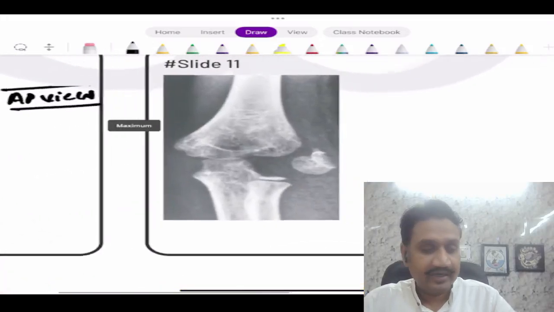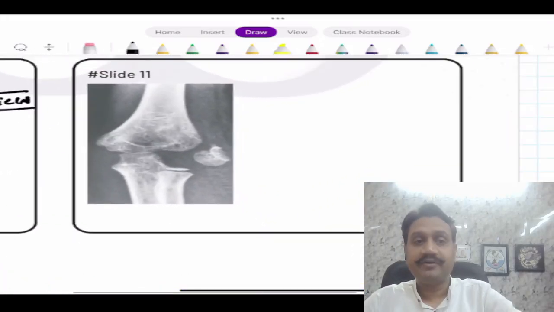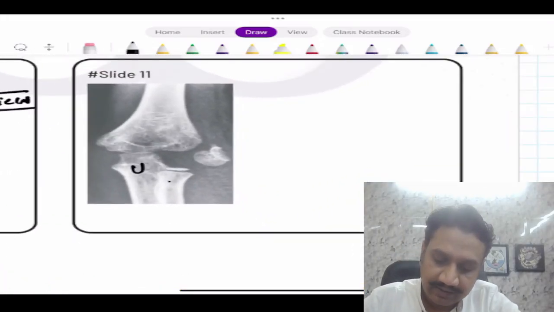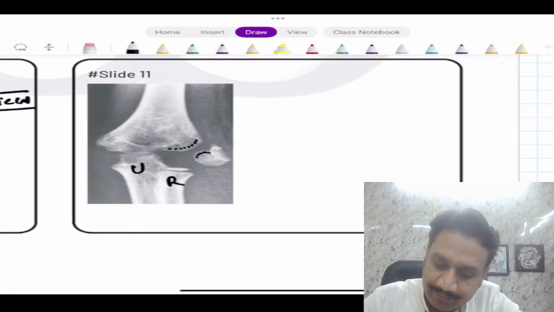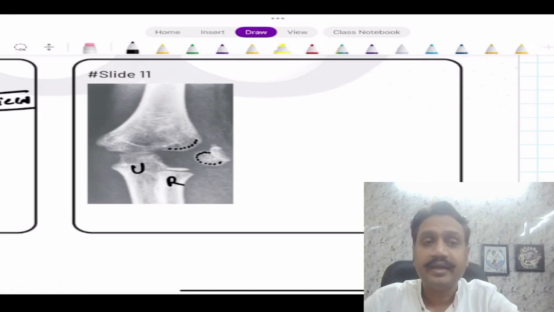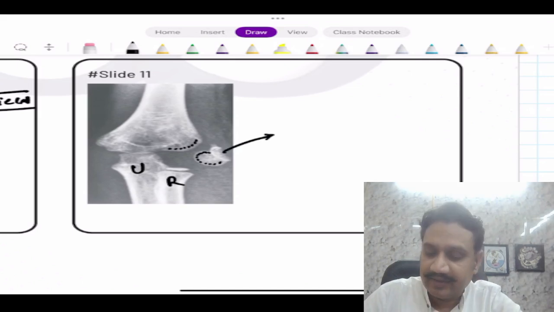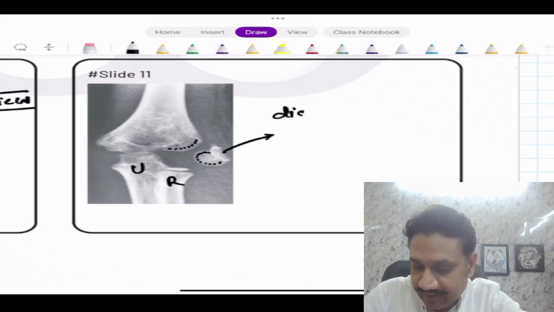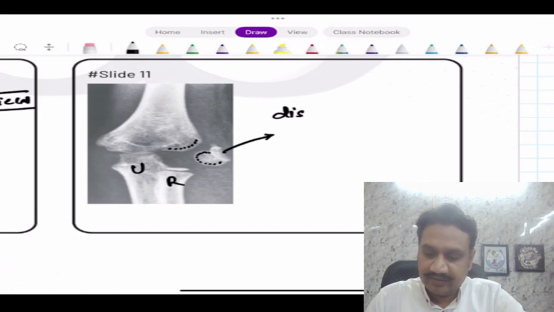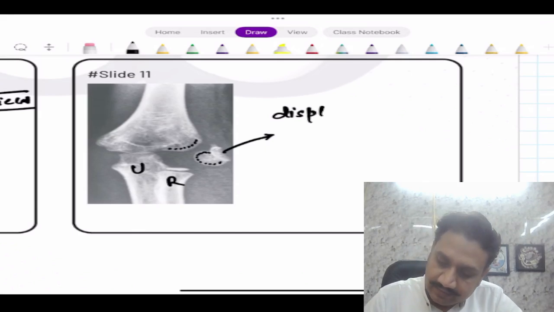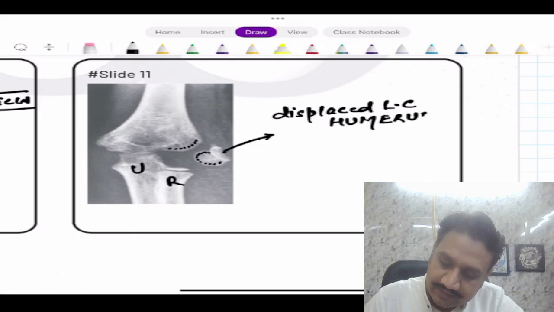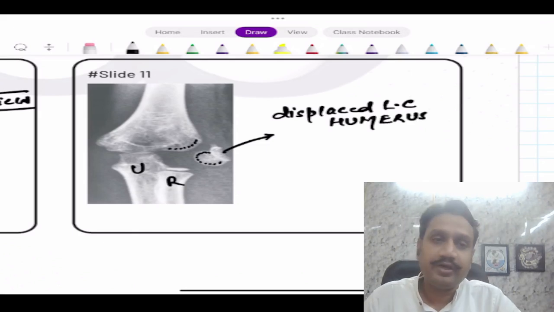Look at slide number 11. In slide number 11, you can see the ulna, the radius, and a fragment of the lower humerus, which is getting separated from the base, right? This fragment is the displaced lateral condyle of humerus, right?